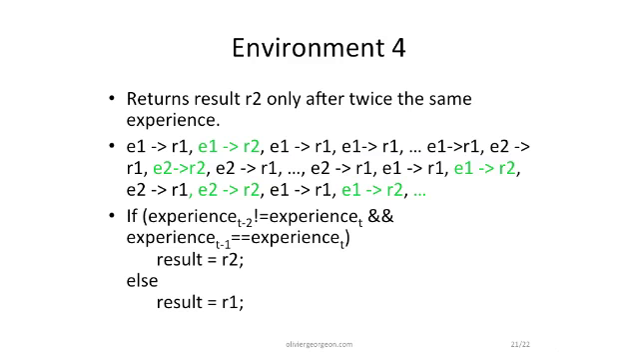So environment 4 returns R2 only after twice the same experience. So it makes E1, receives R1, it makes E1 again, receives R2. And then if it continues choosing E1, it will always receive R1. So it has to choose E2, but the first time it's negative, so it has to do twice E2 to receive R2. And if it continues doing E2, it receives R1 again. So it has to alternate E1, R1, E1, R2, and then alternate E2, R1, E2, R2, and so on.